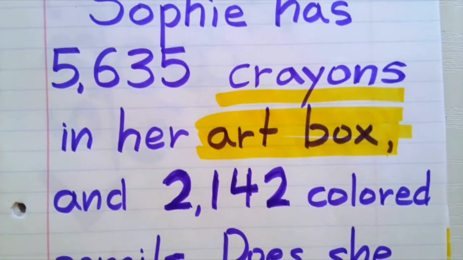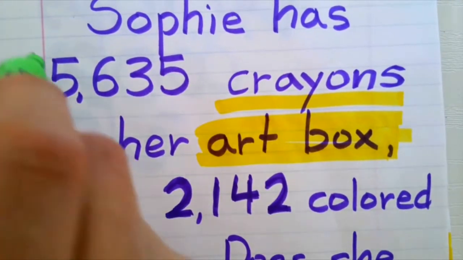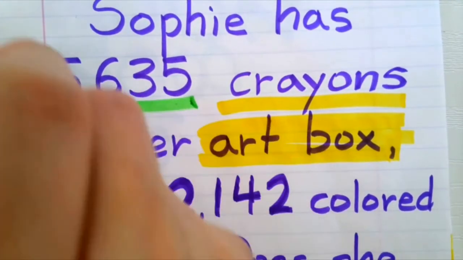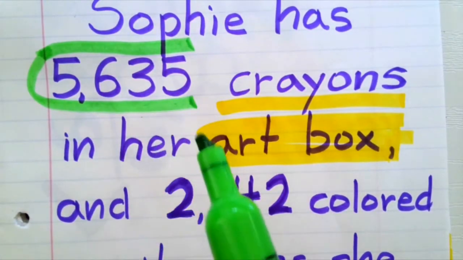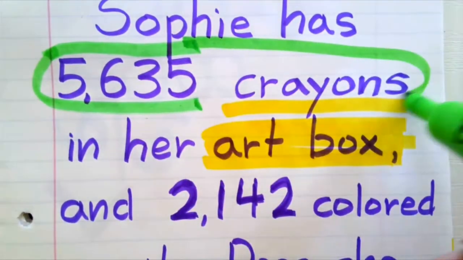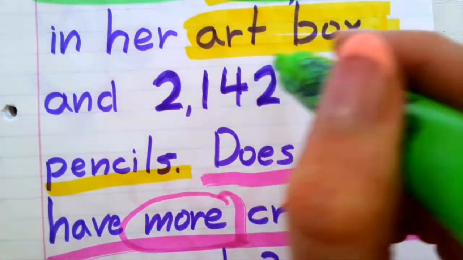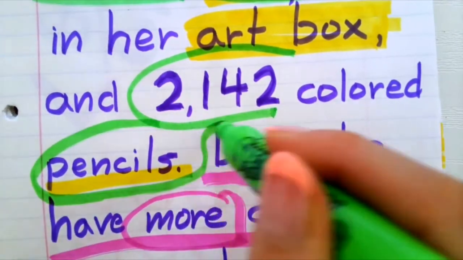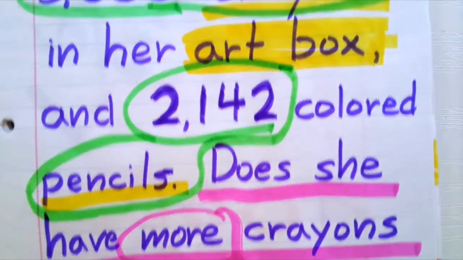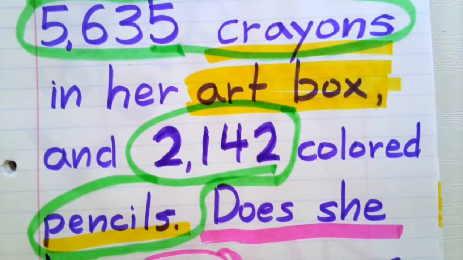What two pieces of information do we have? What does this number represent? This 5,635. That's the number of crayons. What about this other number? 2,142 what? Pencils. So now we have our two different numbers and we know we're comparing them. Now we're going to use the strategy that we learned before.